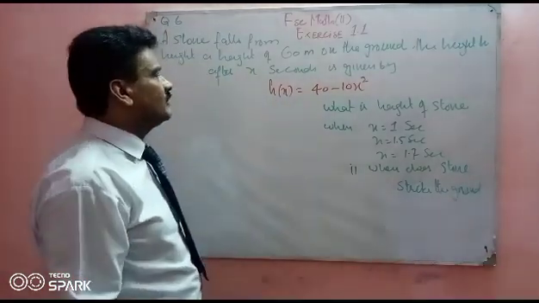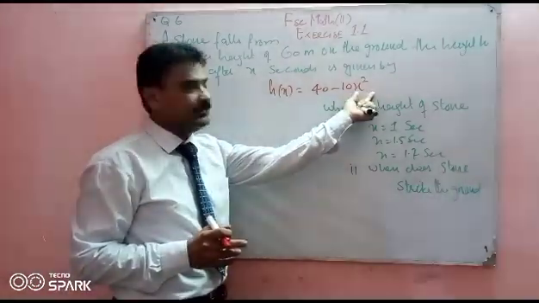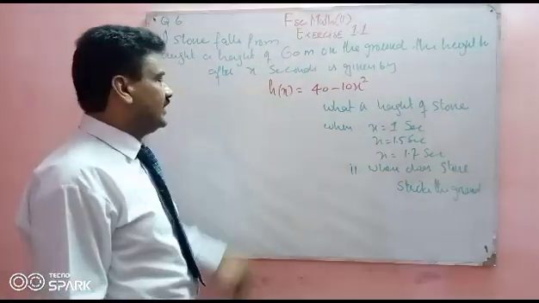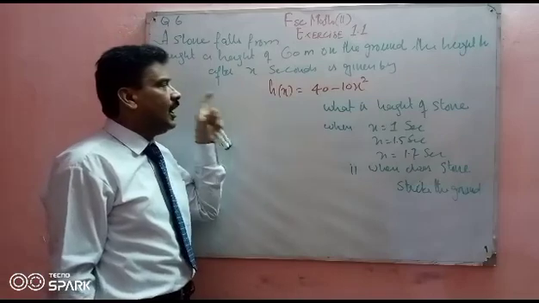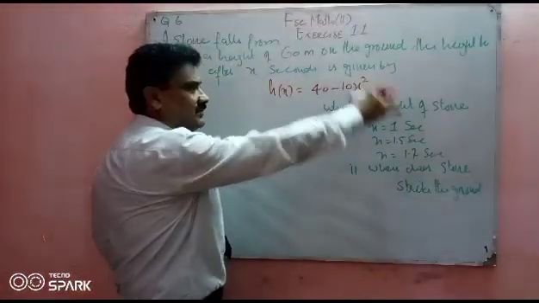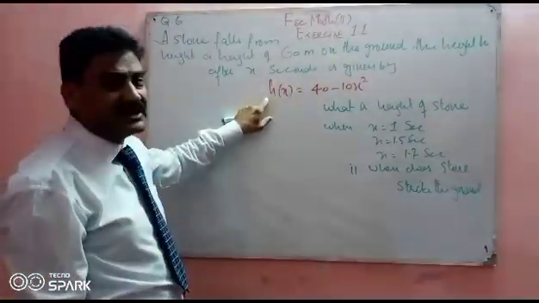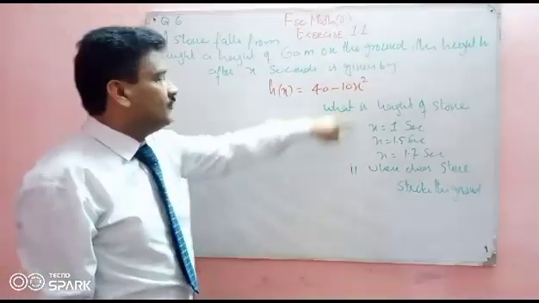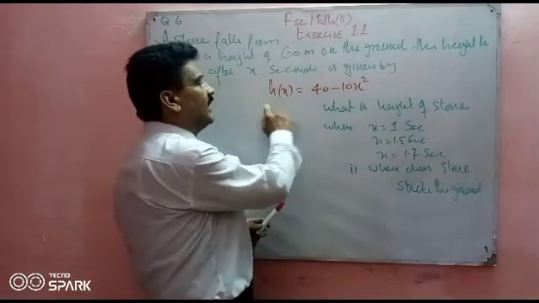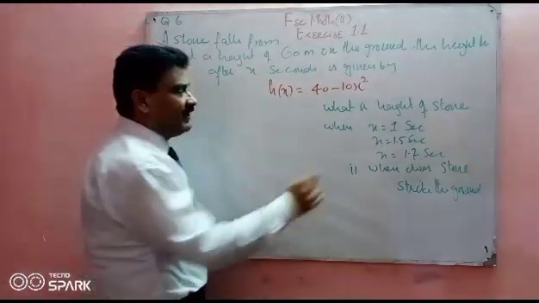h(x) = 40 - 10x² is a function between height and time. Here x denotes time and h denotes height, the distance. Obviously, time is the independent variable and the dependent variable is height, so h is a function of time. We can write h(x) = 40 - 10x² as a relation between height and time. We have to find the height of the stone after 1 second.